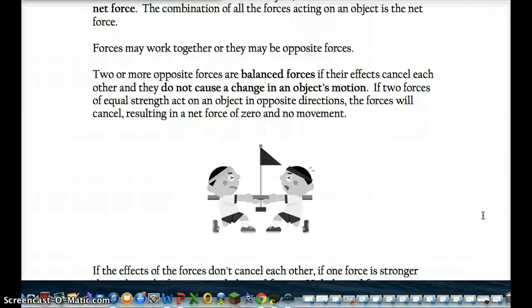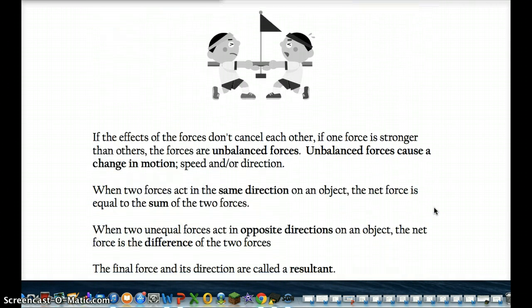If one of those boys were to let go, that's another story, okay? But right now, they're both pulling on it with the same amount of strength, and so they are not moving. That means the net force is 0, and it is balanced. Now, if the effects of the forces don't cancel each other out, if one force is stronger than the other, the forces are unbalanced forces.